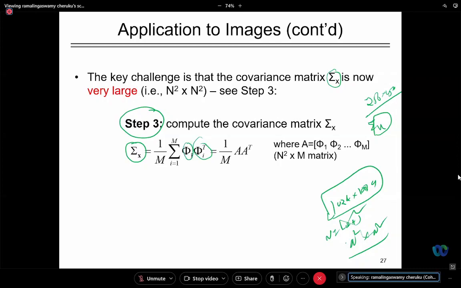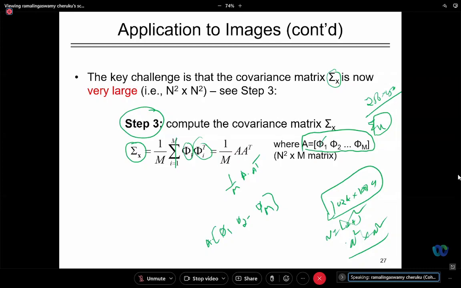Where phi i is the transformed data and phi i transpose is its transposition. Now if I write it, it is 1 by m. If I remove the summation, it is nothing but 1 by m, A into A transpose. What is the A over here? The A is nothing but the concatenation of all the phi values, the transformed data values. So A is equal to phi 1, phi 2, up to phi m.